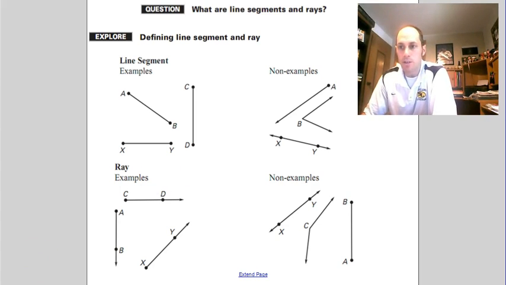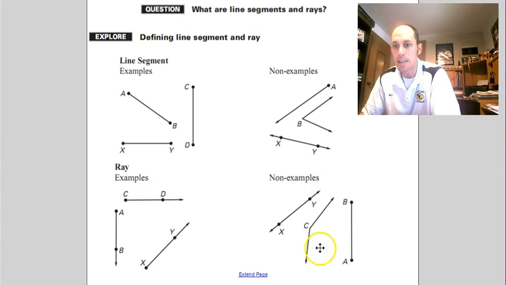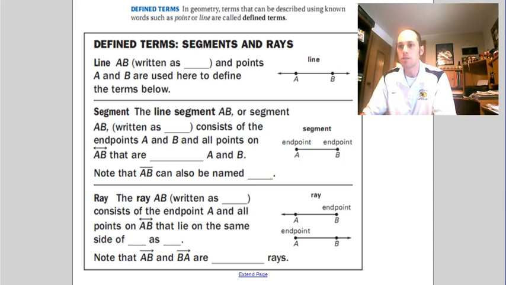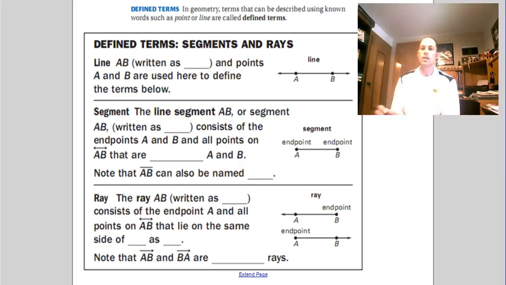Okay, let's define those now. Did you notice the differences between what makes it a line segment and what makes it a ray? Let's get those definitions down. So, as we talked about before, a line, look at all these terms written down here. Line AB, as we have here, has the arrowheads that extend in both directions. We draw that with the arrowheads on top to show that it's a line.